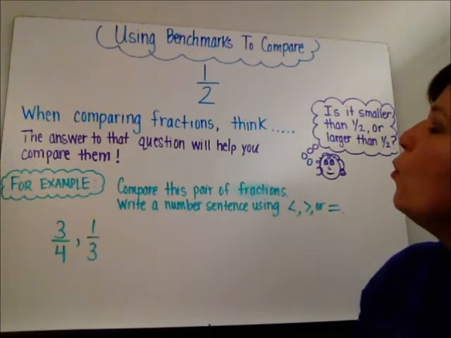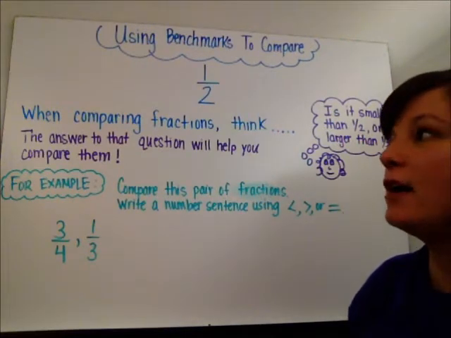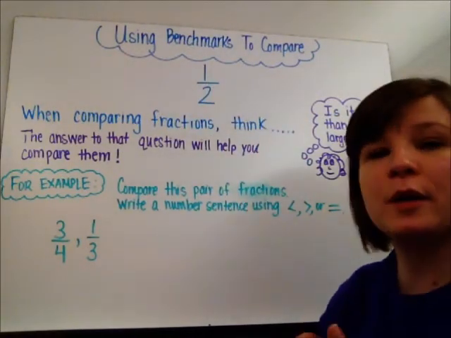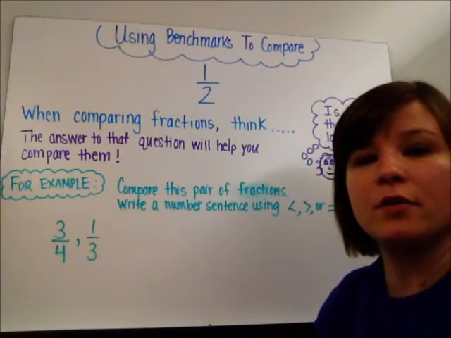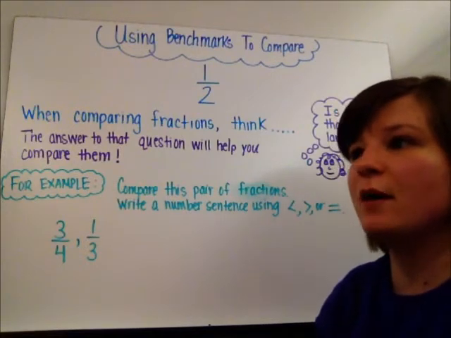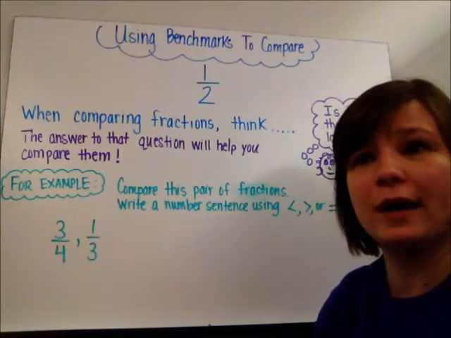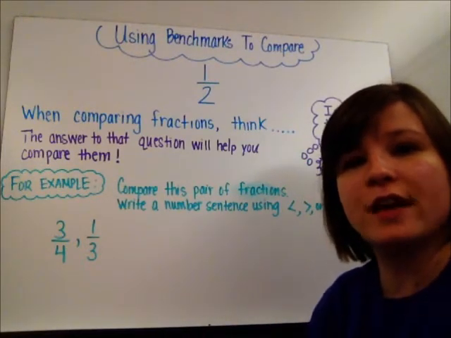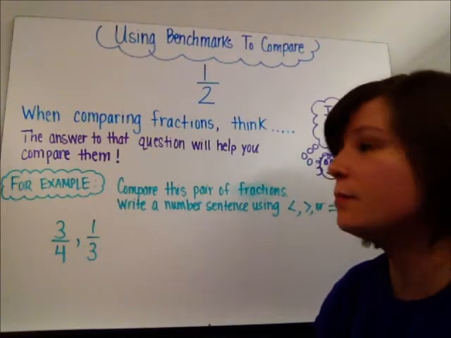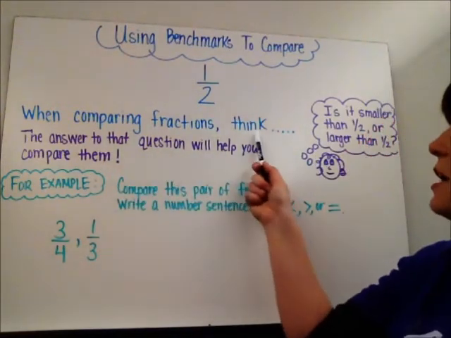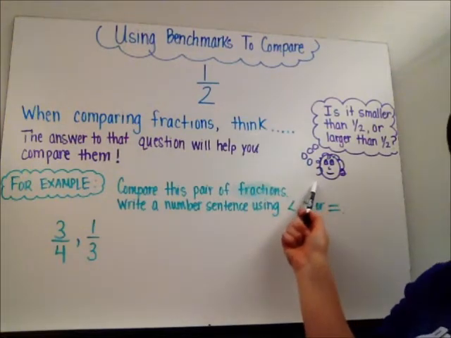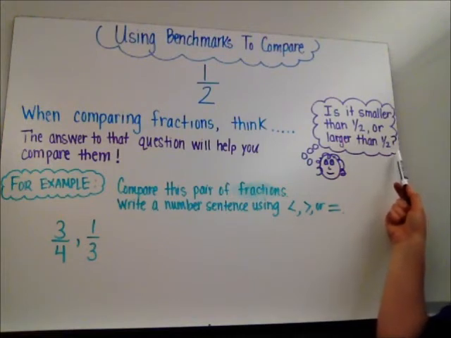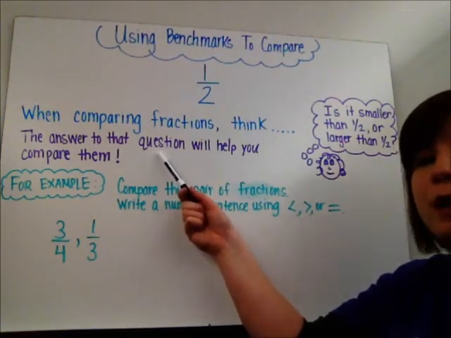All right, so one way to help you when comparing fractions is to think about benchmarks to compare. A benchmark is basically any easy number for you to think about. So when we're thinking about fractions, an easy fraction to think about is 1/2. We can compare all the fractions we know to 1/2. So that's why it's a good benchmark to use. So when comparing fractions, think to yourself, just like this little person's thinking, is it smaller than 1/2 or larger than 1/2? And the answer to that question will help you compare them.